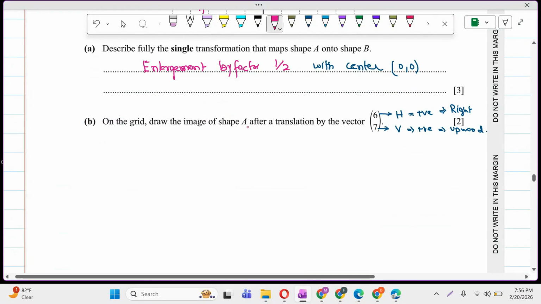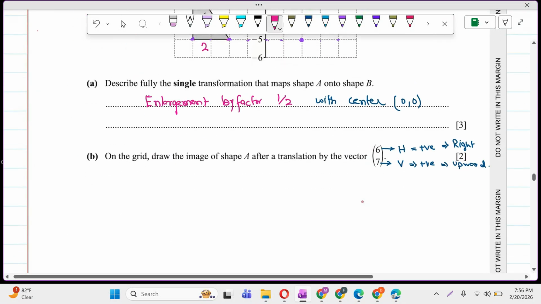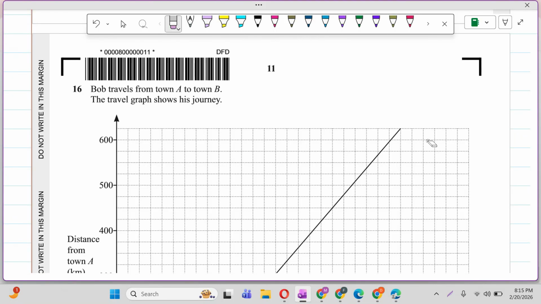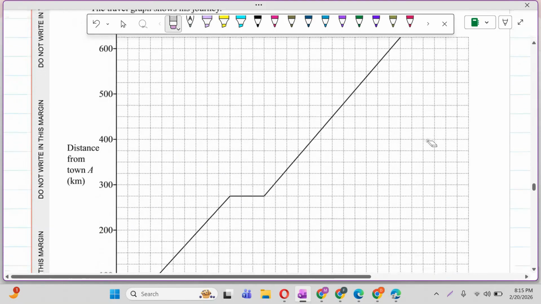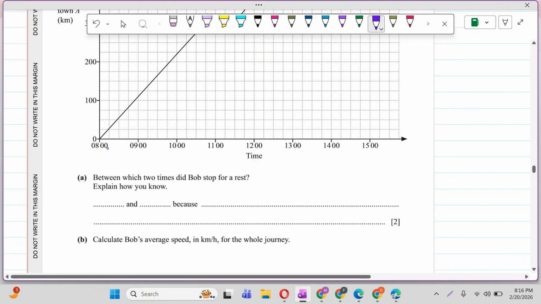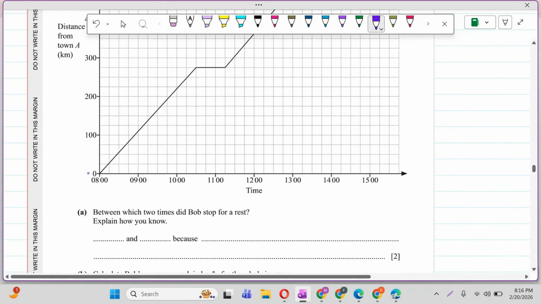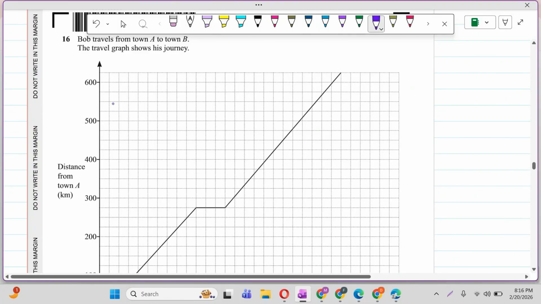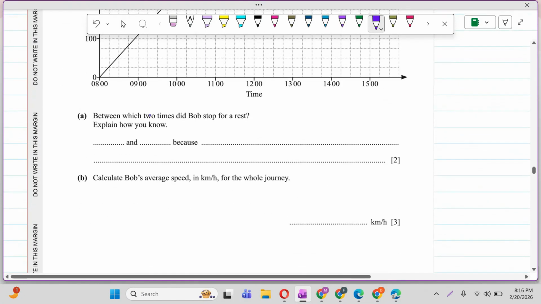So this is the translation by the vector (6, 7). Okay, let's move to question number 16. Bob travels from town A to town B. The travel graph shows his journey. Okay, from the graph we can see that Bob started at 8 and the distance he covered is up to more than 600 kilometers. Okay. Part A.